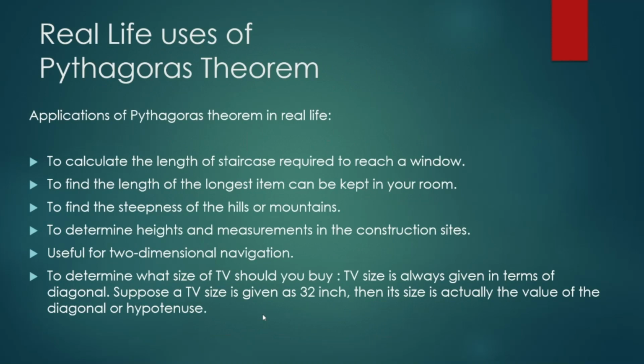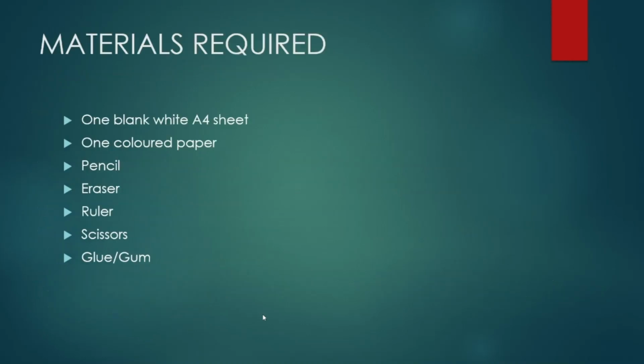If we see around us, there are so many applications of the Pythagoras theorem in real life. We can use it to calculate the length of the staircase required to reach a window, length of the longest item that can be kept in a room, steepness of hills and mountains, and it is even useful for two-dimensional navigation. We will be needing the following materials to do this experiment: one blank A4 sheet, one colored paper, one pencil, an eraser, a ruler, a pair of scissors, and some glue or gum.